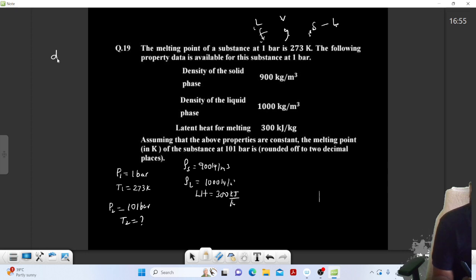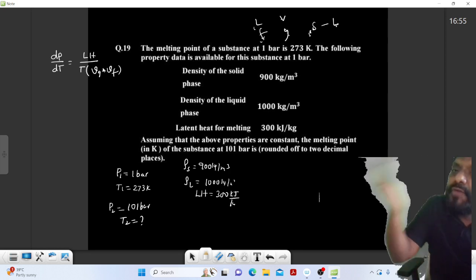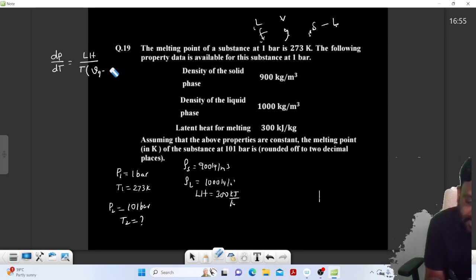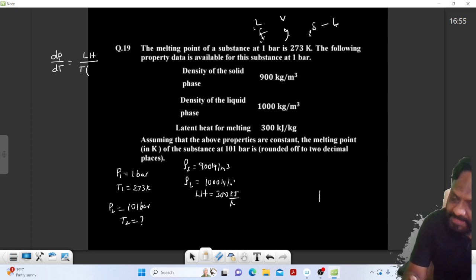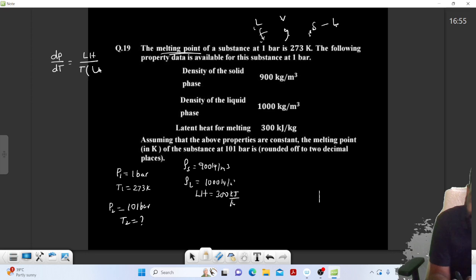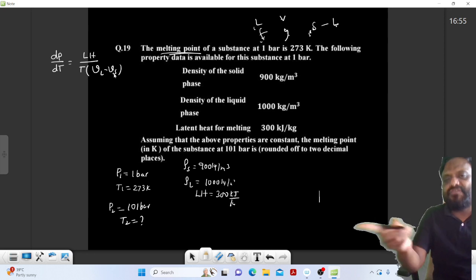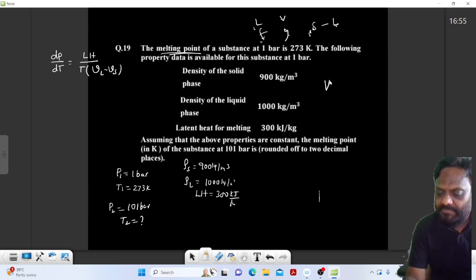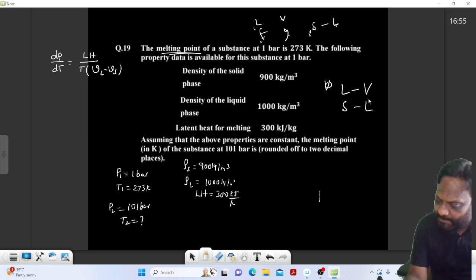Do you know the equation? dP by dT is equal to LH by T into Vg minus Vf. But this is for liquid to vapor. But here it is not liquid to vapor. It is melting, solid to liquid. So here it will be V liquid minus V solid. Vg minus Vf, G minus F, liquid vapor, solid liquid. So in place of G, L will come, and in place of F, solid will come.